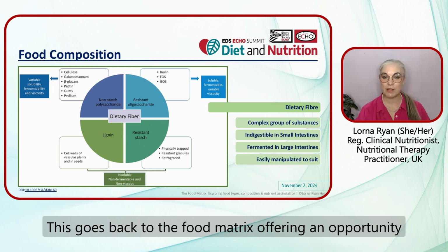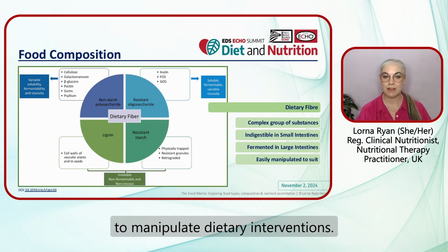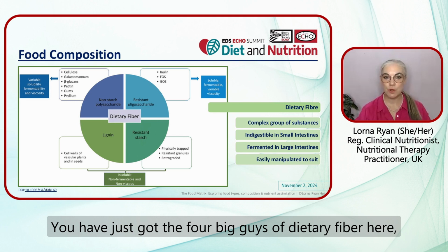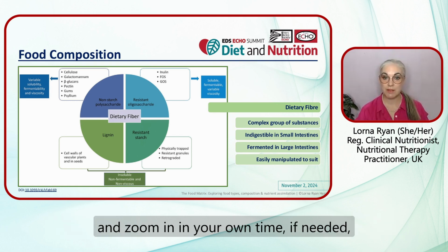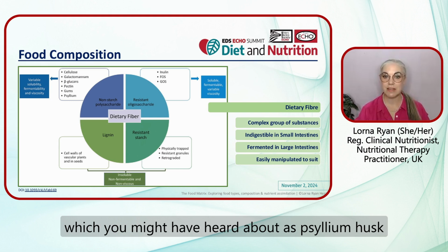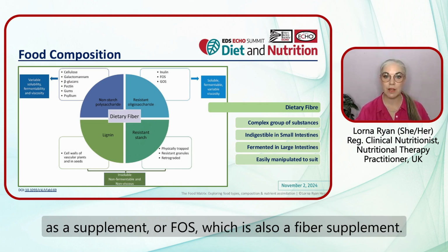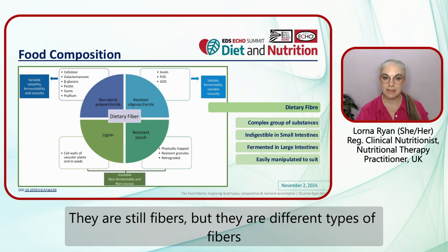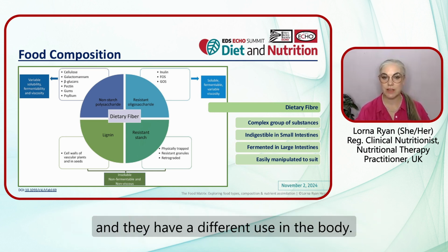So this goes back to the food matrix, offering an opportunity to manipulate dietary interventions. So you've just got the 4 big guys of dietary fiber here, and if you can look at the diagram and zoom in your own time if needed, you can see how the non-starch polysaccharides have got psyllium, which you might have heard about as psyllium husk as a supplement, or FOS, which is also a fiber supplement. So they're still fibers, but they are different types of fibers and they have a different use in the body.